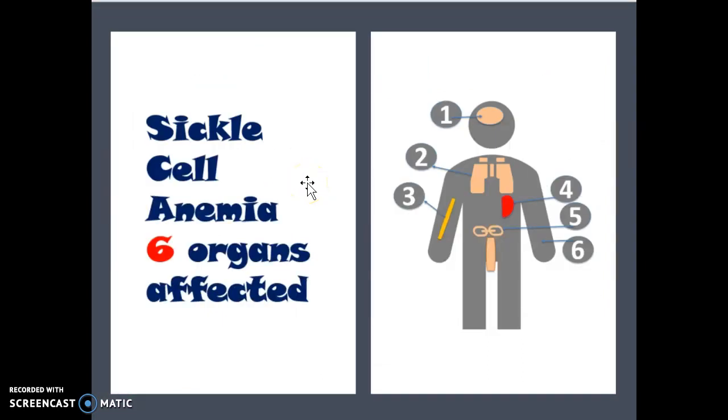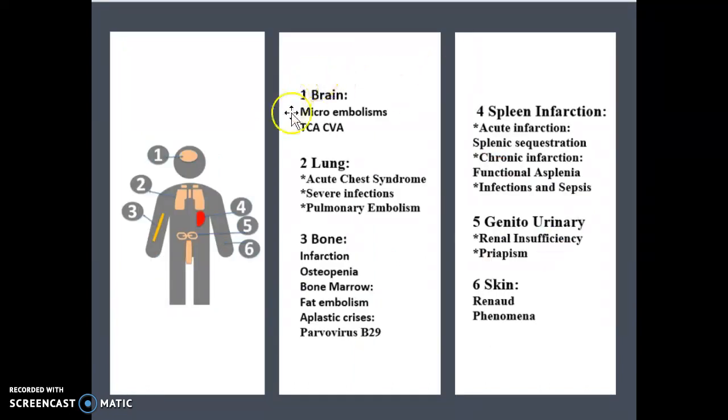Now, when it comes to sickle cell anemia, there are 6 organs that are affected, as indicated here. So what are those 6 organs? First of all is the brain. In the brain, more specifically, you can have microembolisms or TIA and CVA. Secondly are the lungs, where you can generally find acute chest syndrome, severe infections in some cases, and pulmonary embolisms.